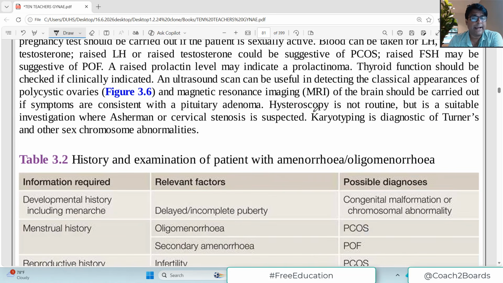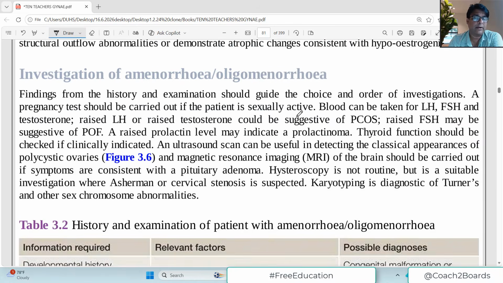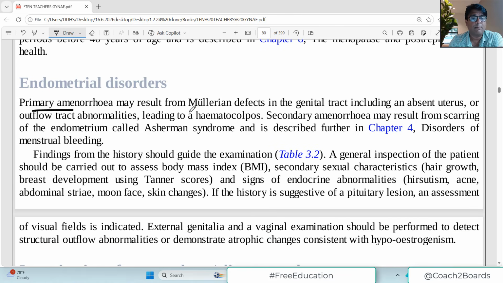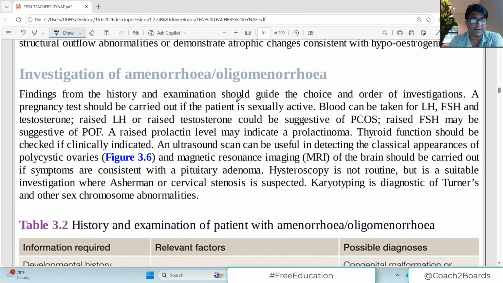Also, if there are endometrial problems, so endometrial problems can also lead to absence of menstrual cycle. So primary amenorrhea may result from Mullerian defect. अगर यूट्रस डेवलप ही ठीक नहीं हुई तो मेंसेस भी नहीं होंगे. So that's a simple concept, right?